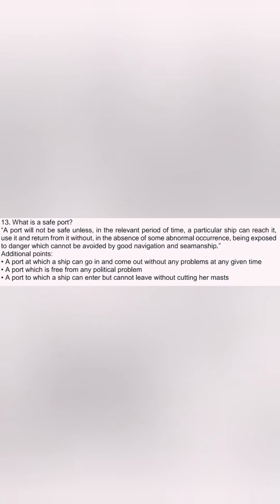A port will not be safe unless, in the relevant period of time, a particular ship can reach it, use it, and return from it without being exposed to danger which cannot be avoided by good navigation and seamanship. In other words, a safe port is a place where the ship can enter, use it, and get out of it after following good navigation and seamanship. Additional points, a port at which a ship can go in and come out without any problem at any given time. A port which is free from any political problems.